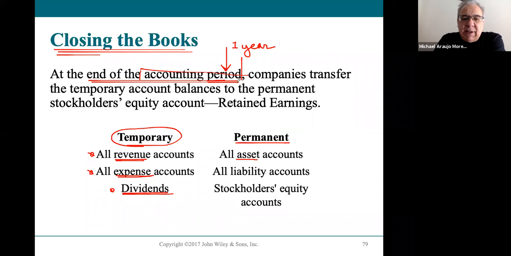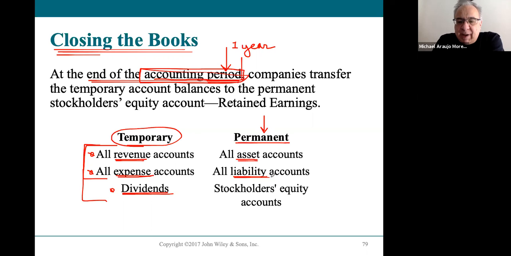Remember, the periodicity assumption means we have to break up the accounting life of the business into time periods. We use 1 month, 1 quarter, and 1 year. But that only affects the income statement, which is revenue and expenses, and the retained earnings statement, which is the net income minus dividends. It doesn't affect the balance sheet. So all balance sheet accounts are permanent because they do not go through the process of closing at the end of an accounting period. So assets are permanent accounts, they never close.